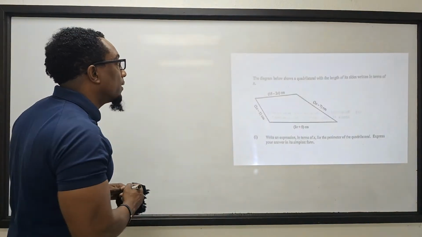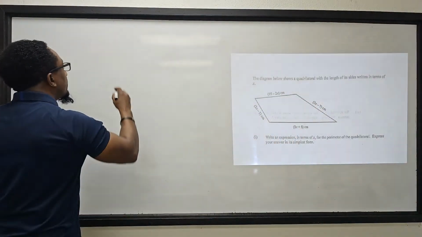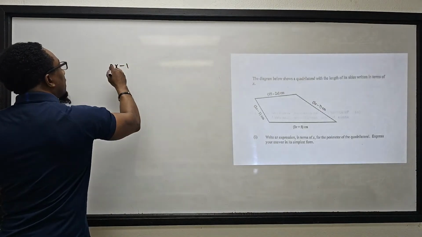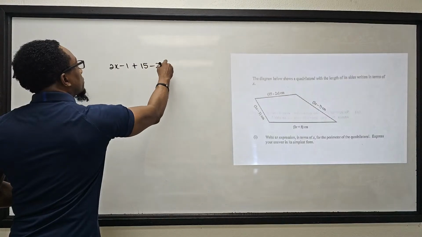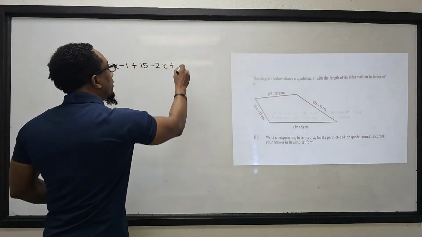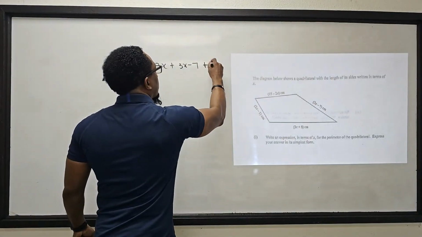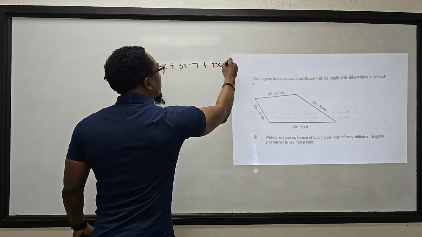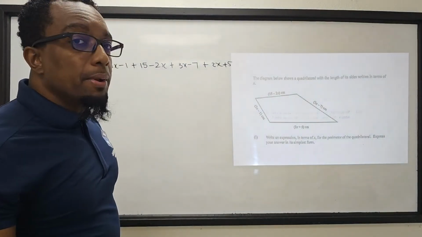So the perimeter is the distance around. So we're going to add 2x subtract 1, 2, 15 subtract 2x, 2, 3x subtract 7, 2, 2x plus 5. So we're adding all those sides. We are finding the perimeter.